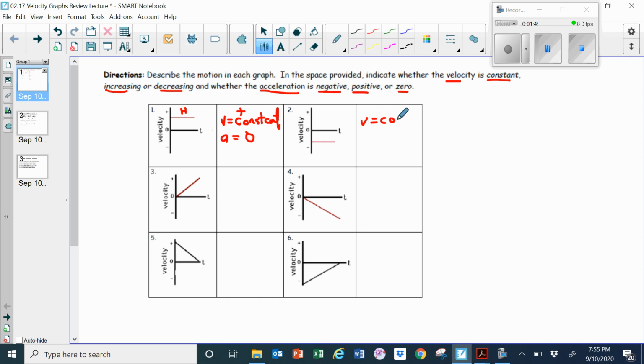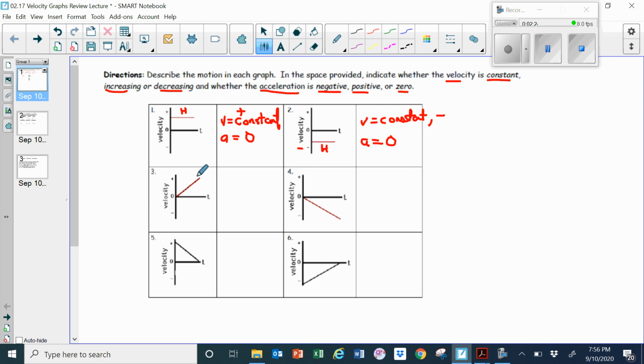But in this case, the velocity is negative. Okay? You can see again, it's horizontal. But it's below the origin. It's below the intersection of the time axis and the velocity axis. So this is negative down here. So it's constant and negative. Well, if the velocity is constant and negative, well, the velocity is constant. The acceleration's got to be 0 again. Okay? There you go.